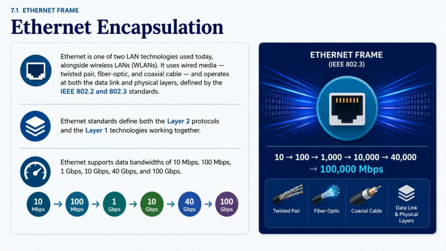Ethernet is one of two LAN technologies alongside WLAN, running over twisted pair, fiber, or coax, and spans both the data link and physical layers per IEEE 802.2 and 802.3. Walk the bandwidth progression on screen, 10 megabits per second, up through 100 gigabits per second, and note Ethernet standards define both the Layer 2 protocol and Layer 1 technology together.